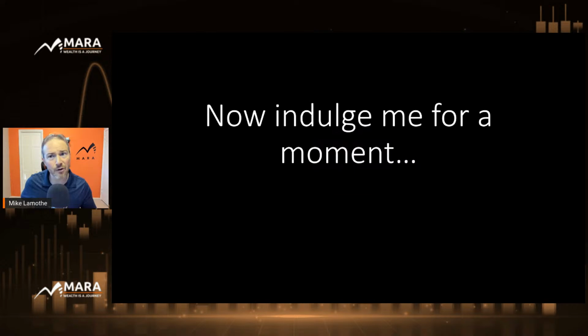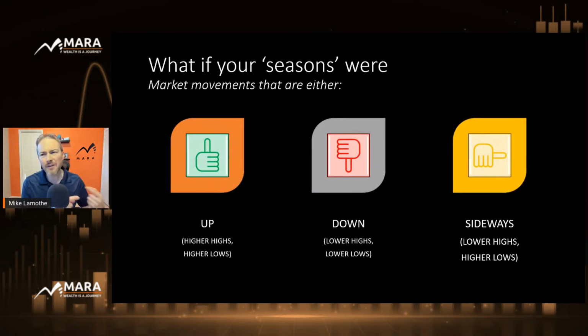Now indulge me for a moment. If you were to think of your seasons not as spring, summer, autumn, and winter, but what if you saw the seasons as trends that move up, down, or sideways? What if you saw seasons as a series of higher highs and higher lows, and you saw the downtrends as a series of lower highs and lower lows, and you also saw sideways trends as just a series of lower highs and higher lows, or just this choppiness that kind of goes nowhere.